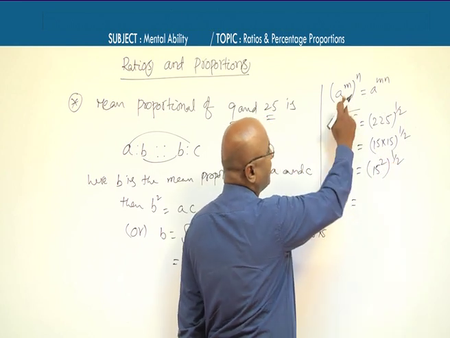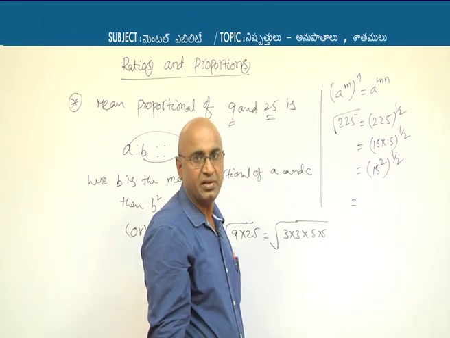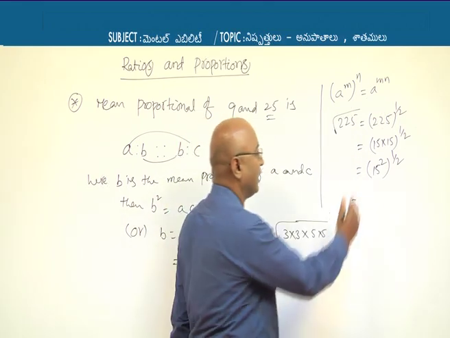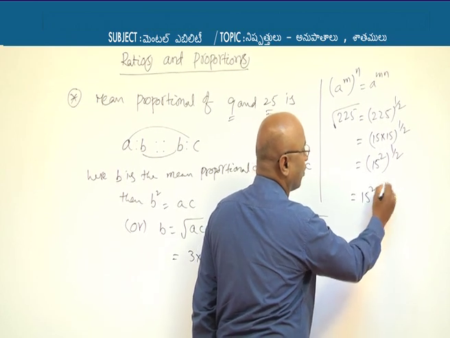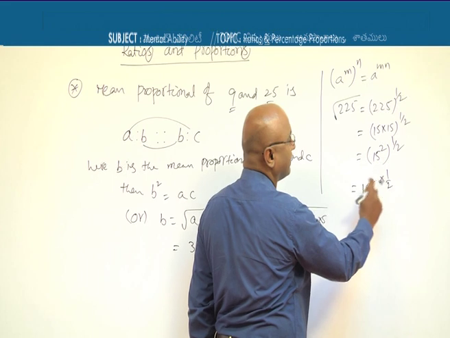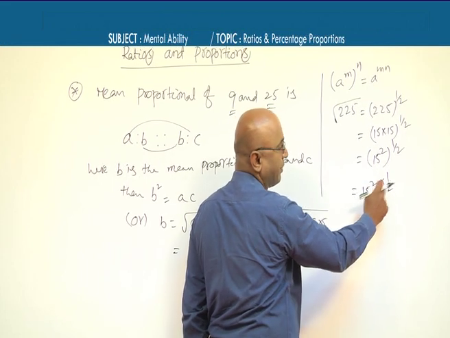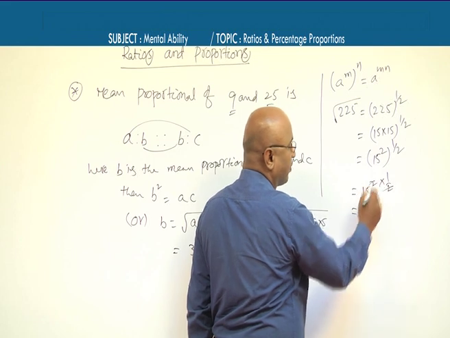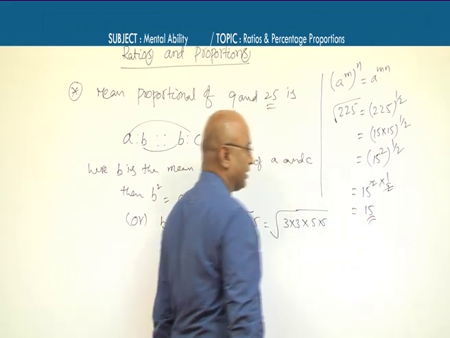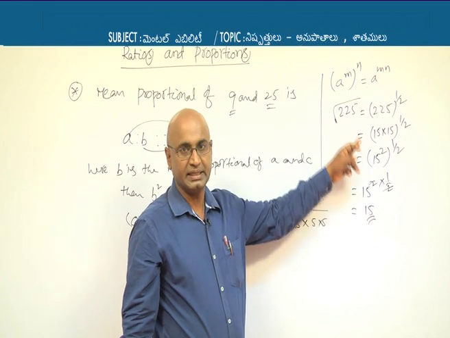Now see the formula, a to the power of m whole to the power of n is equal to a to the power of mn. Now 15 square into 1 by 2, that is m into n. So 2 ones are 2, 2 ones are 2, and we get 15 to the power of 1, that is equal to 15. So the root can be eliminated like this.